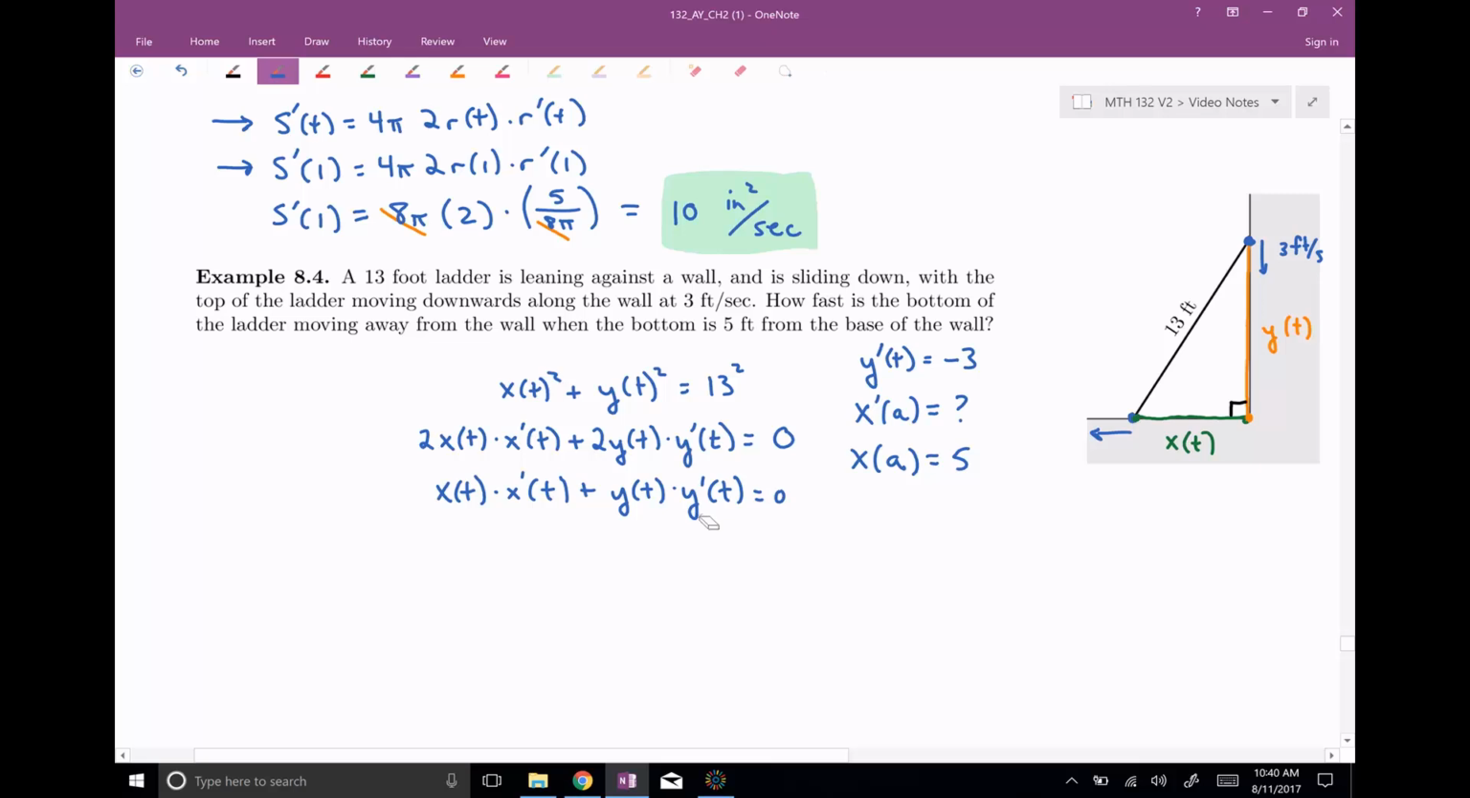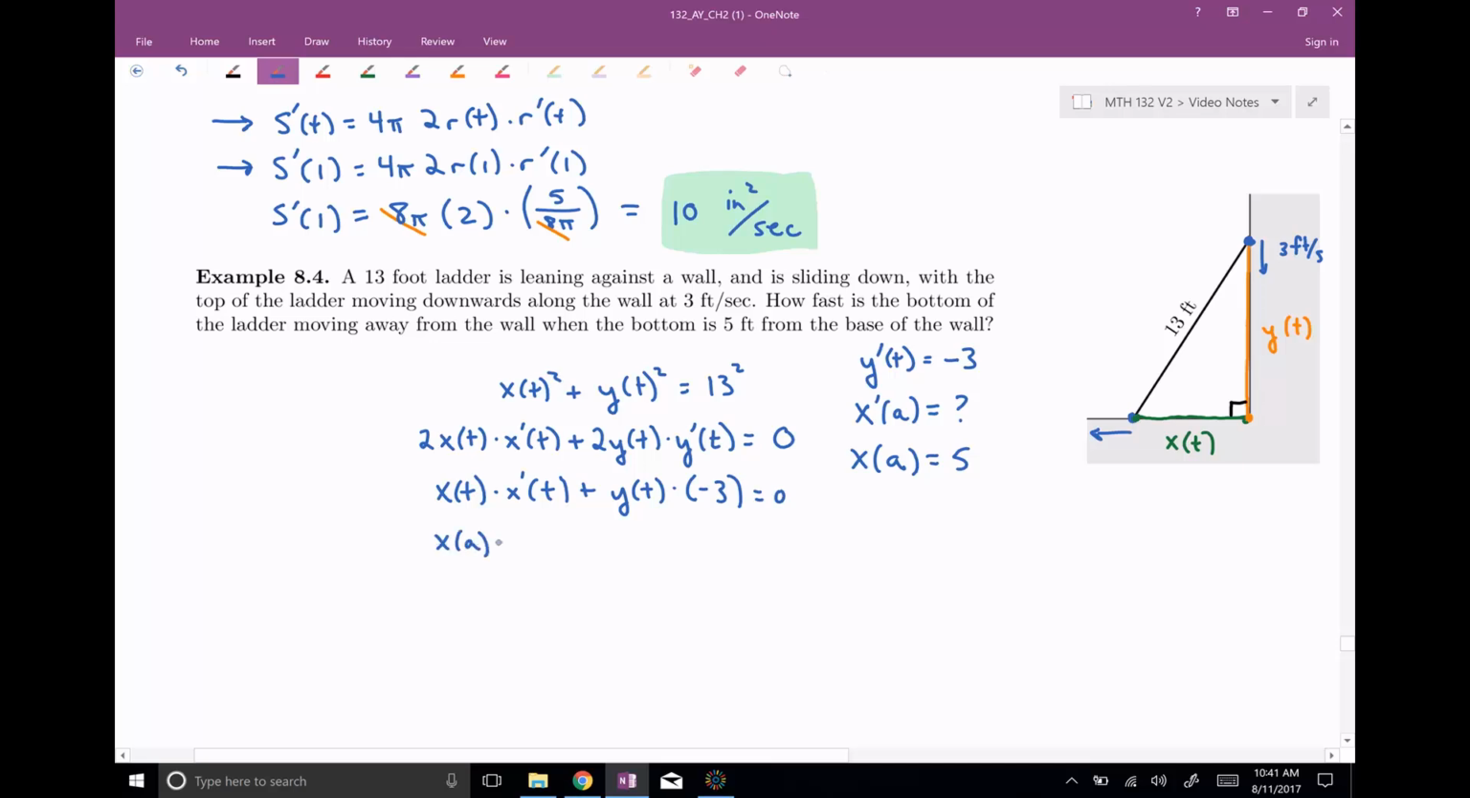And now remember my goal. My goal is to solve for x prime of A, right, so at a specific time A. So now I'm going to go ahead and place in, everywhere I see a t, I'm going to put an A. So this is going to be x of A times x prime of A plus y of A times negative 3 is equal to 0.